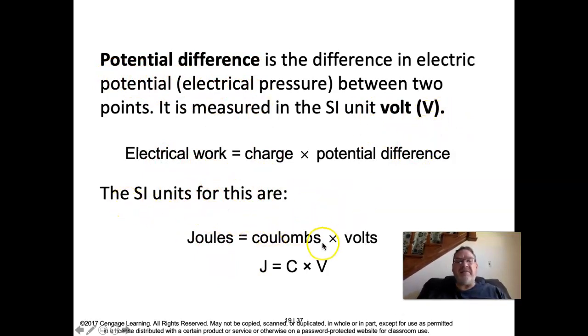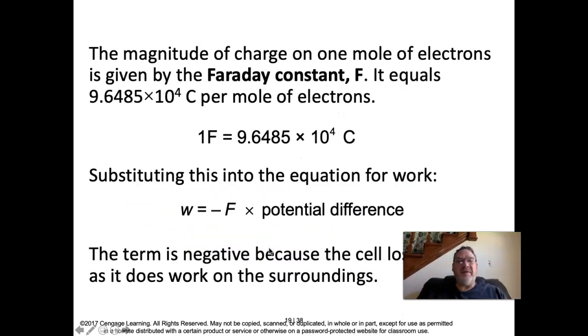The SI unit, the volt, is a combination of joules and coulombs. And we have this if we're calculating work. Work is equal to Faraday's constant times that potential difference. Again, note the sign, it's negative. Work is being done by the system.